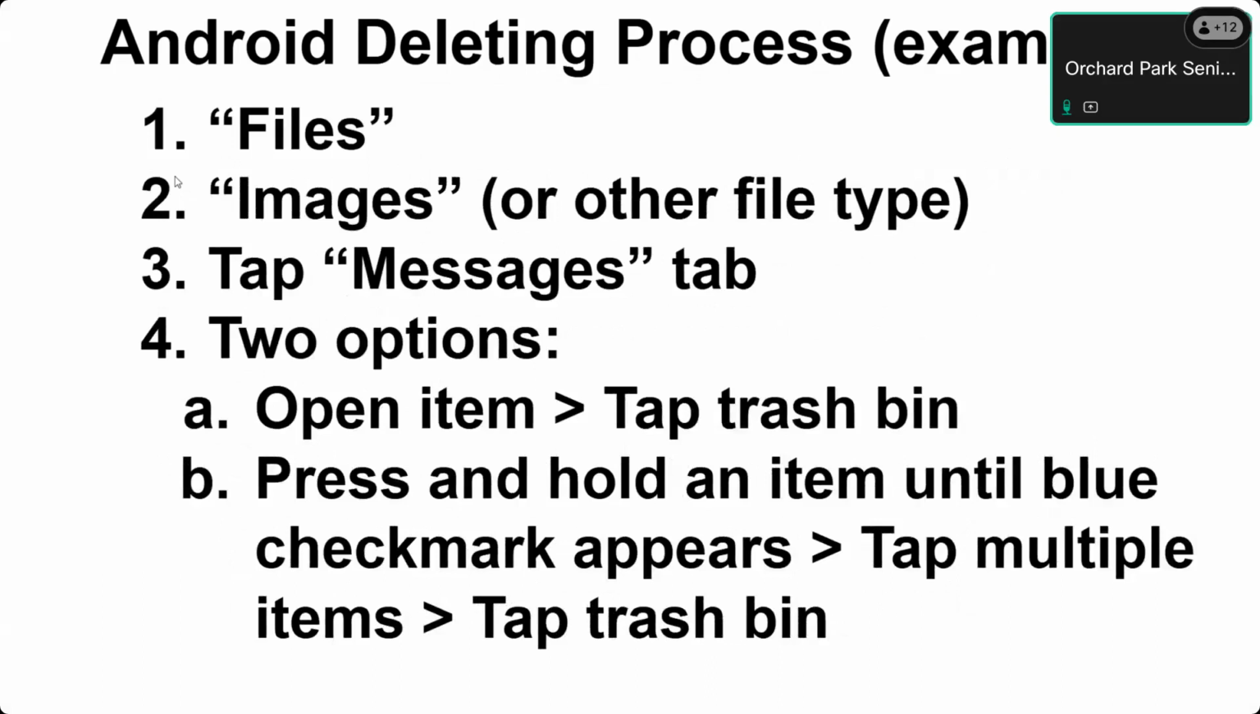Unfortunately for Androids, I found that it is very varied. It's not as clear cut as this is, because I know it's just settings, general, iPhone storage, and there's where I need to go. Versus Androids, you have to go through this. So you have to find the Files app on your device. Within Files, it will have something called Images. And within Images, it will have a tab called Messages. And then from there, very similarly to Apple, you can open the item and tap the trash bin icon, or do the same process for deleting text messages. Press and hold, tap the items to select.